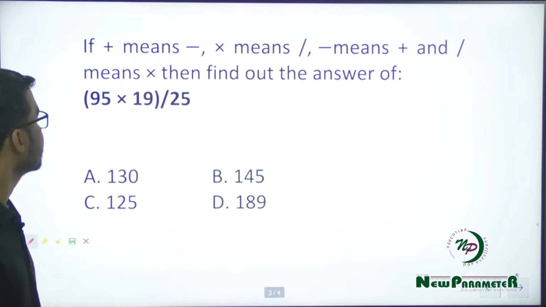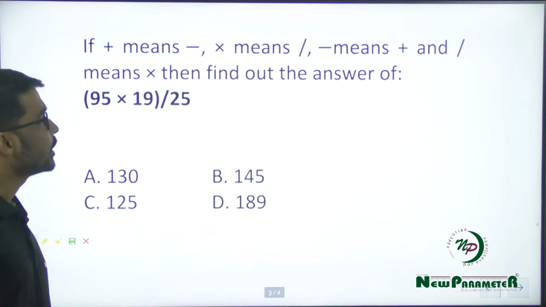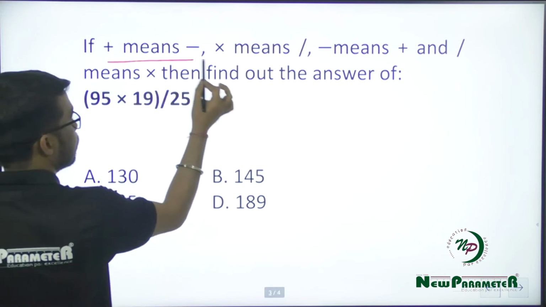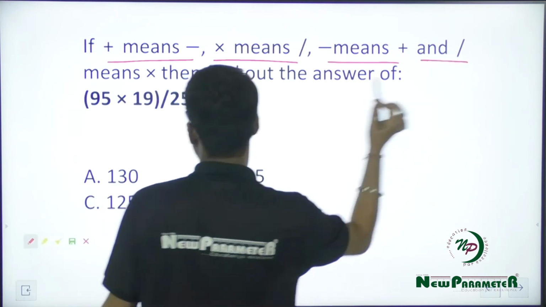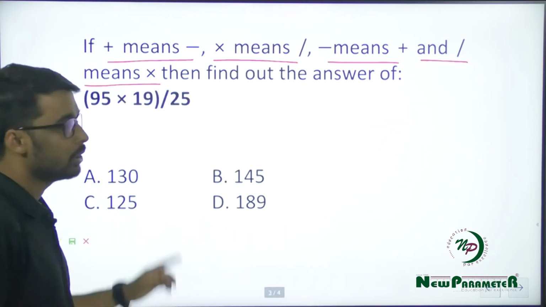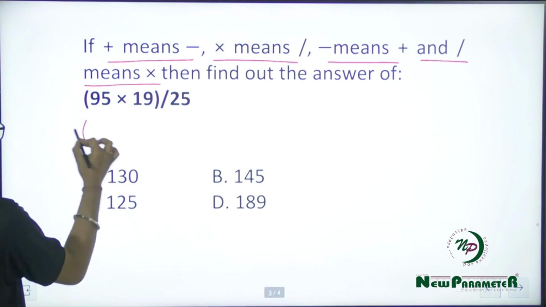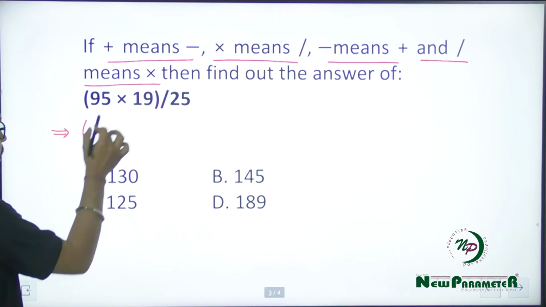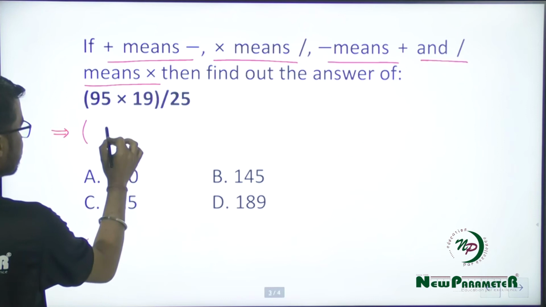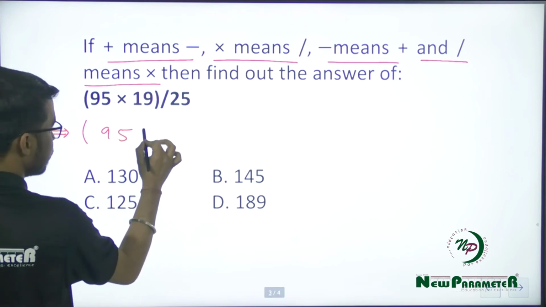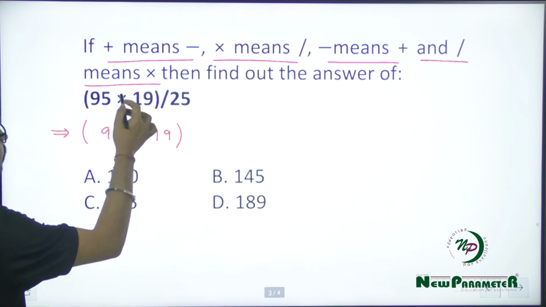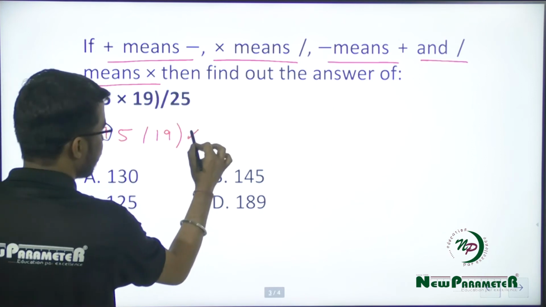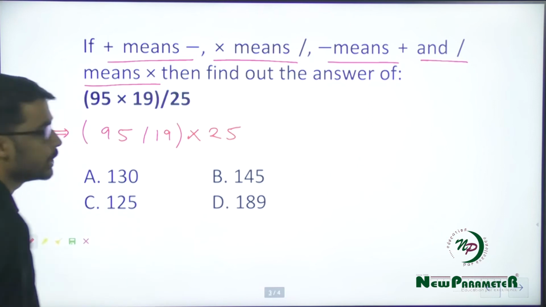Here in this question, if plus means minus, multiply means divide, minus means plus, and divide means multiply, then find out the answer for this. Now here we are given a bracket which will remain the same. Multiply means divide. So 95 divide by 19, and divide means multiply. So this divide is going to get changed into multiply.